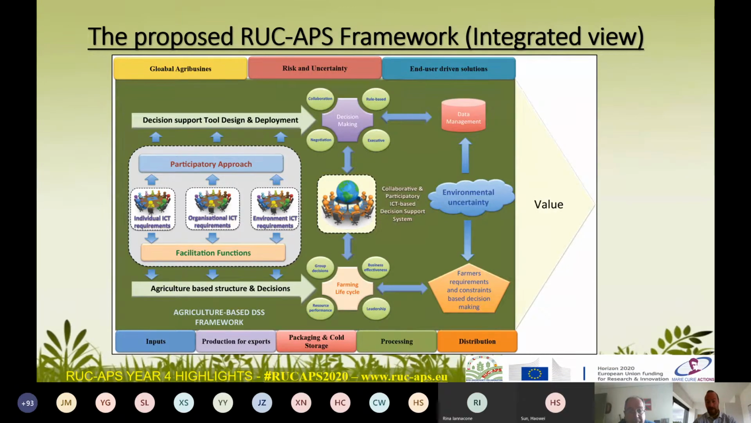The RUC APS project is a framework that tries to combine all these complexities from different angles. We have decision support system, we have data management, we have farming life cycle, we have decision making, we have definition and gathering of requirements, we have technology development, we have participatory approach, we have facilitation functions, and then all of this is combined together in order to generate value, especially once we are facing high risk and uncertainty, which is the main issue nowadays for everybody.